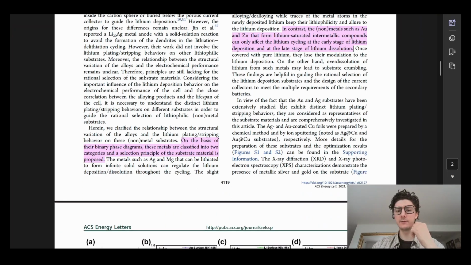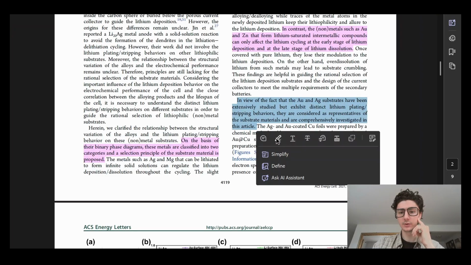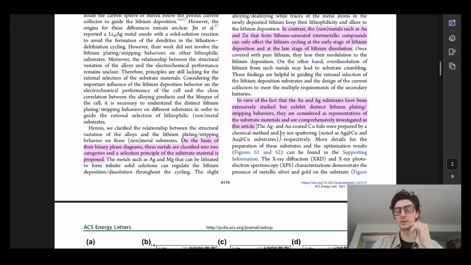In view of the fact that gold and silver substrates have been extensively studied but exhibit distinct lithium plating/stripping behaviors, they are considered as representatives of the substrate materials and are comprehensively investigated in this article. Really cool. So they mainly focus on gold and silver because they're like the heavy hitters in this field.